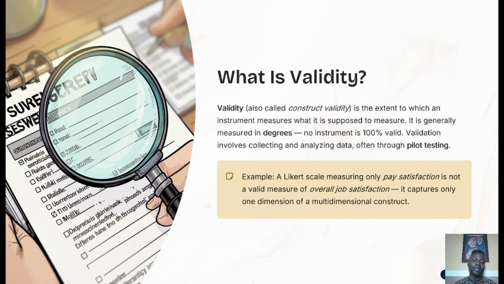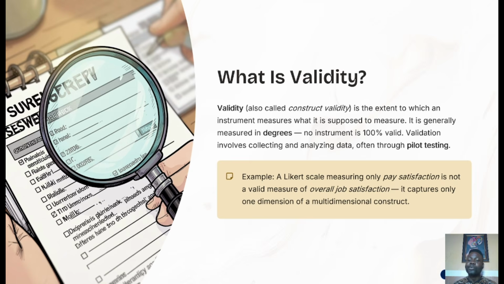So the first thing we must know is the definition of validity, and it is simply the extent to which an instrument measures what it is supposed to measure. It is generally measured in degrees, and hardly could you have an instrument that is 100% valid.